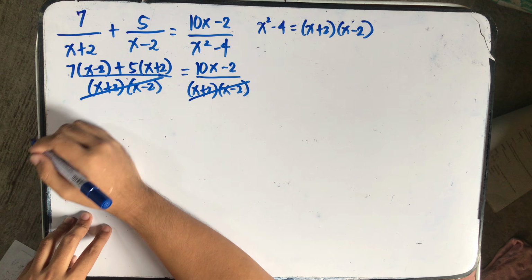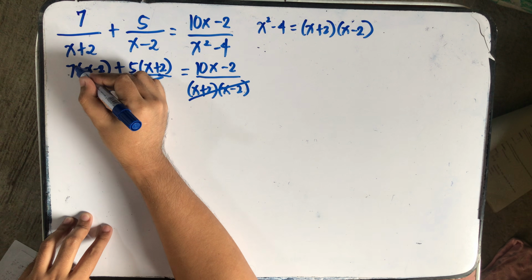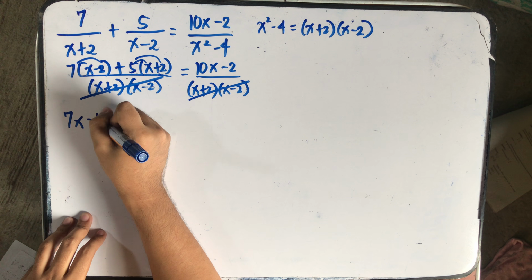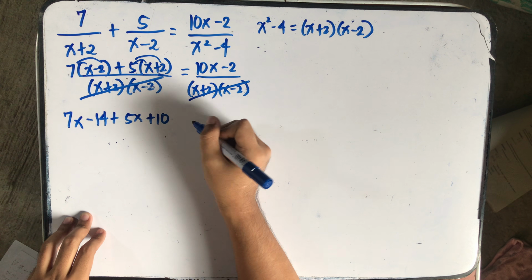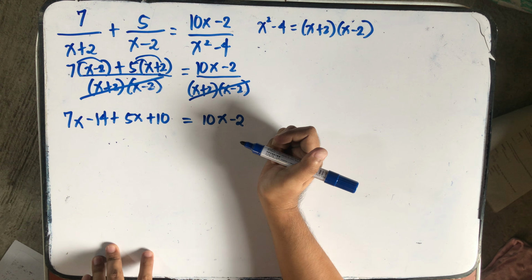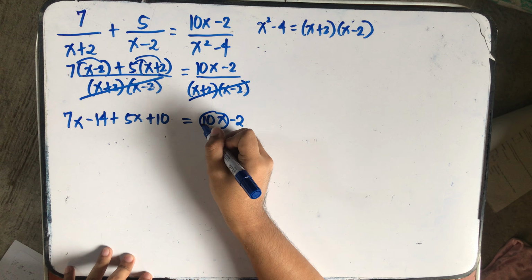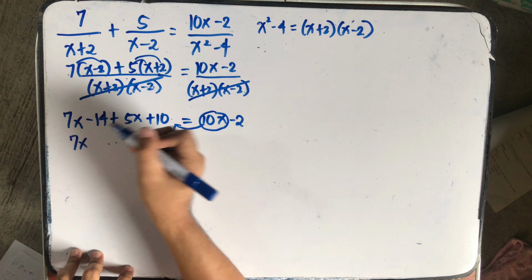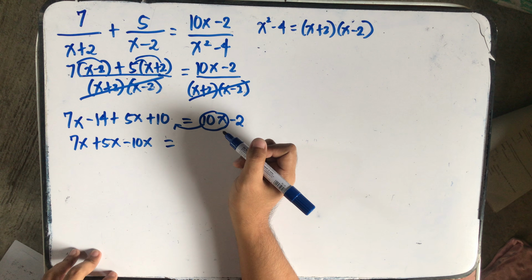Okay? So, let us now try to simplify the left side. Distribute 7, distribute 5, therefore this becomes 7x minus 14 plus 5x plus 10 is now equal to 10x minus 2. Therefore, we need to get the values of x to the left side. So we need to transfer out 10x to the left side, and this becomes 7x plus 5x minus 10x is equal now.